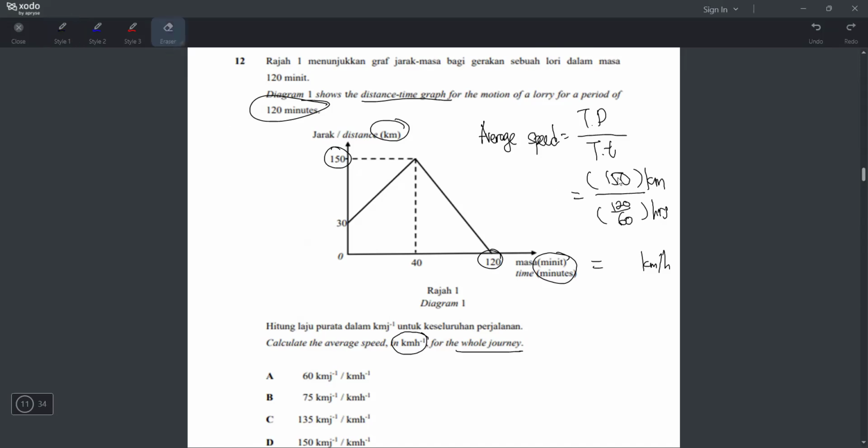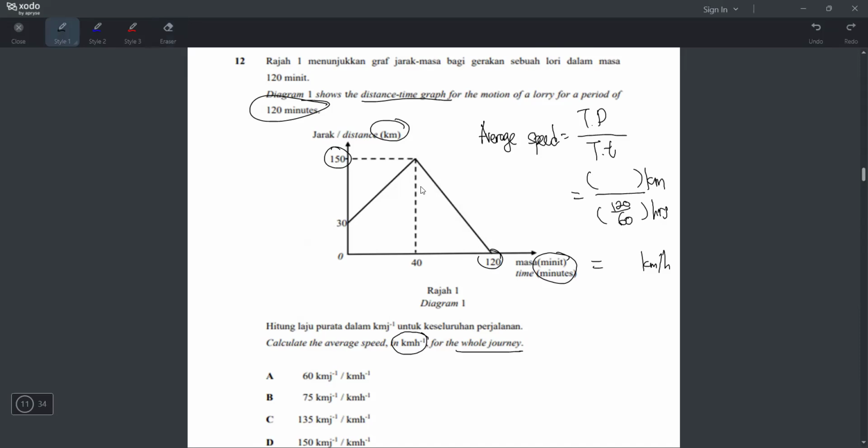What's wrong about this? The distance. The total distance is not 150, right? So a lot of students, they buat salah in this chapter is because they never truly understand what the story behind the line. Dia tak faham garisan tu.